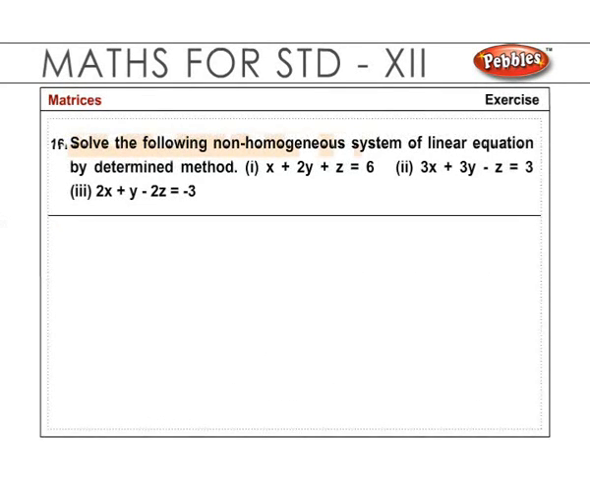Solve the following non-homogeneous system of linear equation by determinant method. x plus 2y plus z is equal to 6. 3x plus 3y minus z is equal to 3. 2x plus y minus 2z is equal to minus 3.